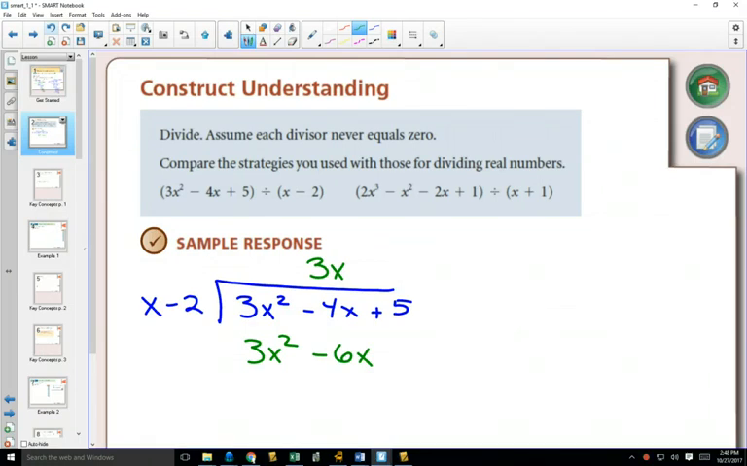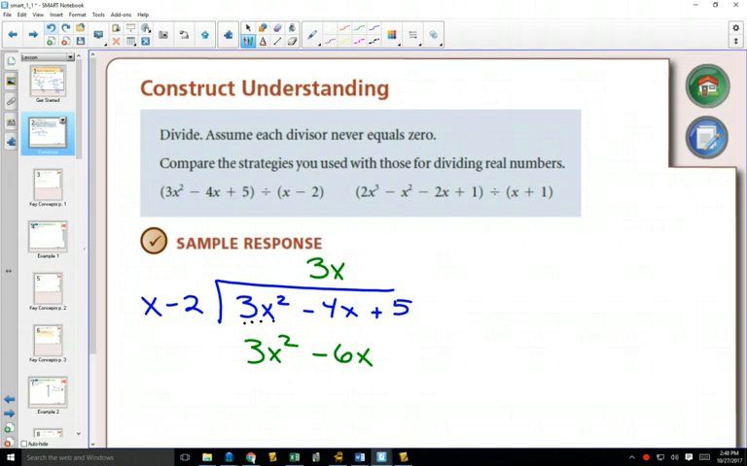I wanted to get as close to this first term, whatever this is, as possible. So I said, what could I multiply x minus 2 by to get a 3x squared? And in order to get the 3x squared, I would have to multiply by 3x. Notice the 4x and the 6x, they didn't match up.